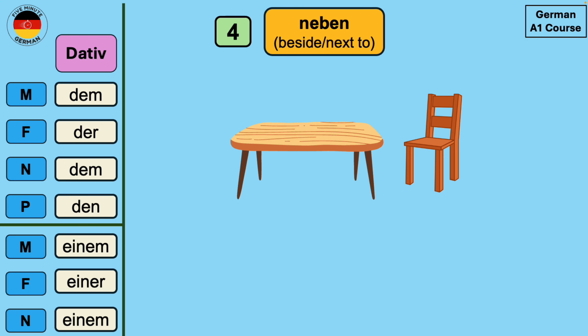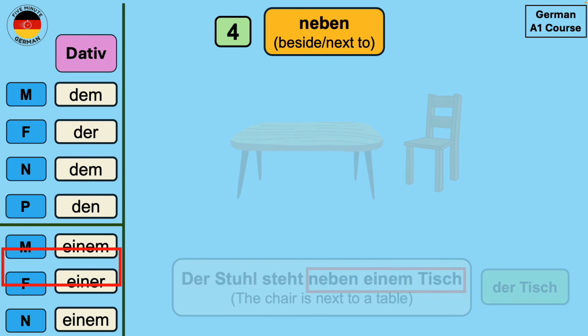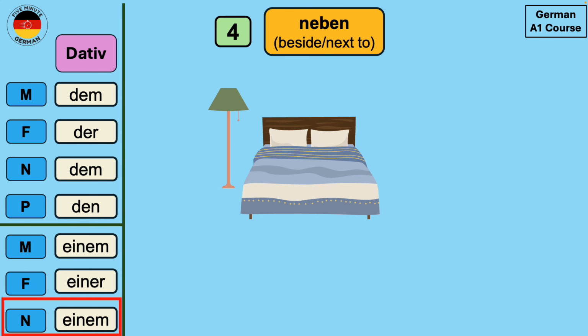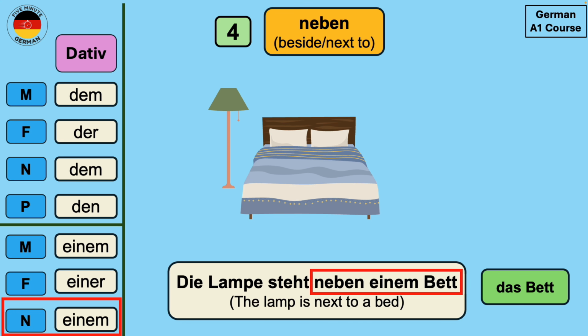So suppose we have this table and there's a chair beside it. So we can describe it by saying, der Stuhl steht neben einem Tisch. The chair is next to a table. So in this example, we have used the indefinite article for Tisch in dative, which is einem. Another example can be if we have this lamp which is beside the bed. So we can say, die Lampe steht neben einem Bett. The lamp is next to a bed. And because Bett is das Bett, that's why we say einem Bett.